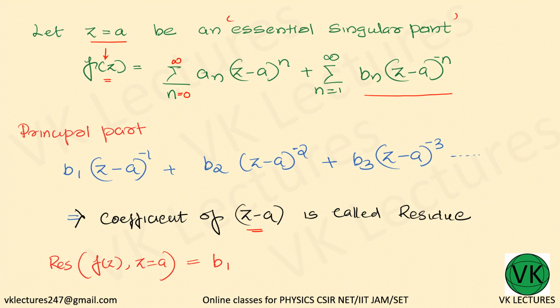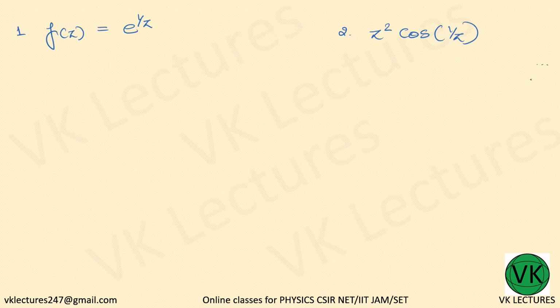Now the coefficient of z minus a to the power minus 1 is called the residue. So the residue of f of z at z equal to a is nothing but b1. So our aim is to find the residue of the function f of z at z equal to a. So b1 is the residue. Now we have a question: f of z equal to e to the power 1 by z. Find the residue.